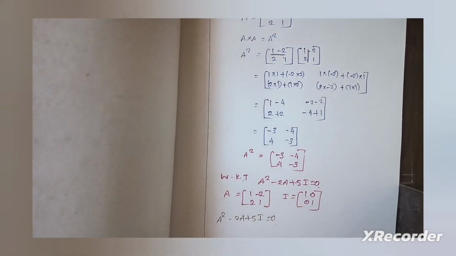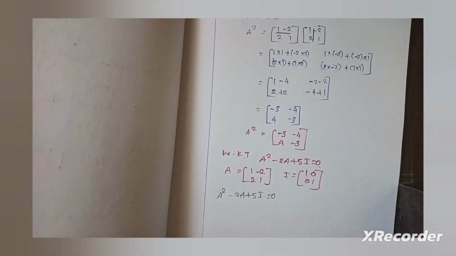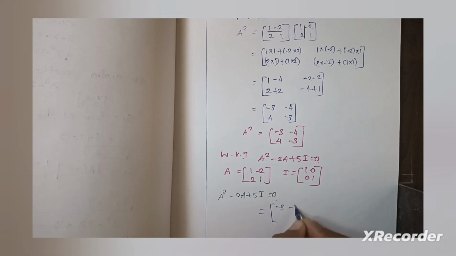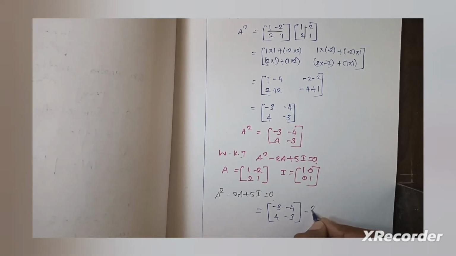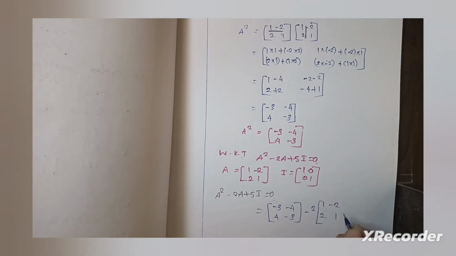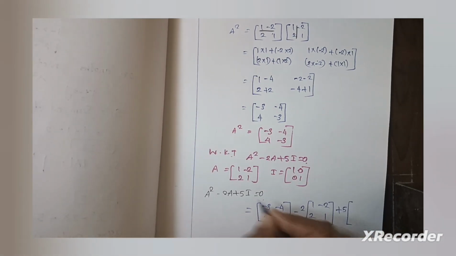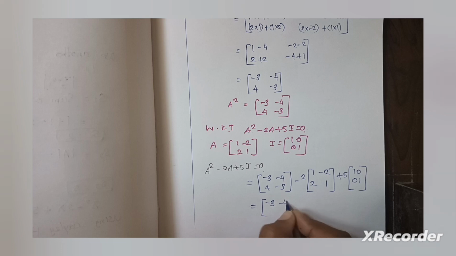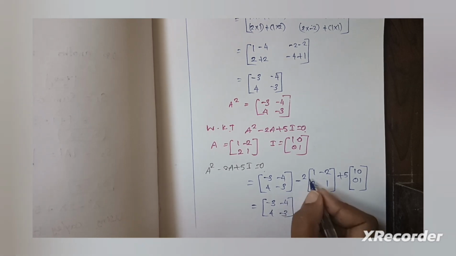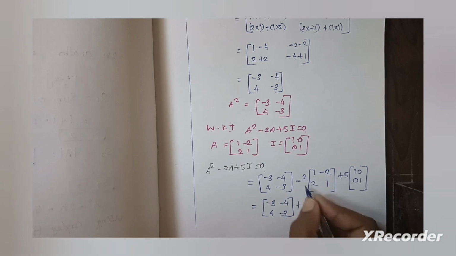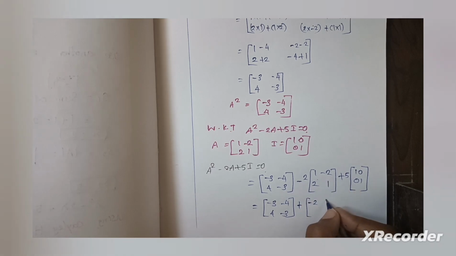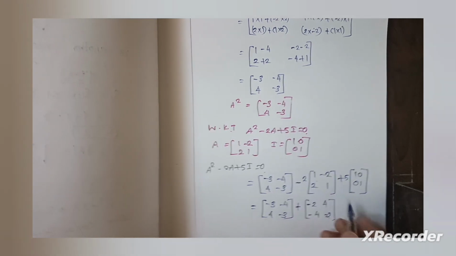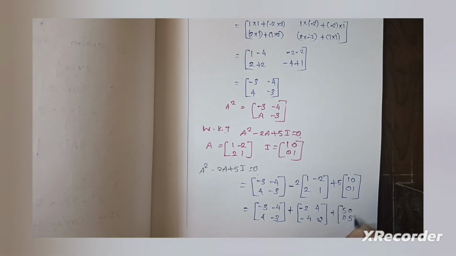So A squared minus 2A plus 5I equals 0. Now let's see. What is the A squared value? We already found minus 3, minus 4, 4, minus 3, minus 2 into A. What is A? 1, minus 2, 2, 1. Next plus 5, what is I? 1, 0, 0, 1. Next we multiply 2 into the matrix: minus 2, minus 4, 4, 2, plus 5, 0, 0, 5.